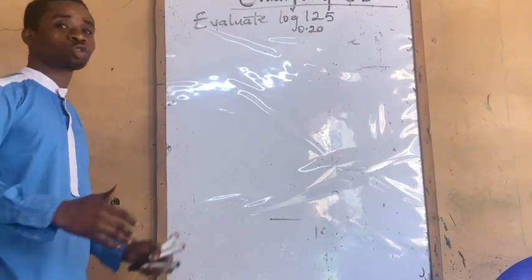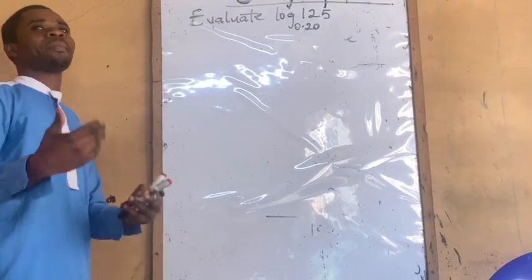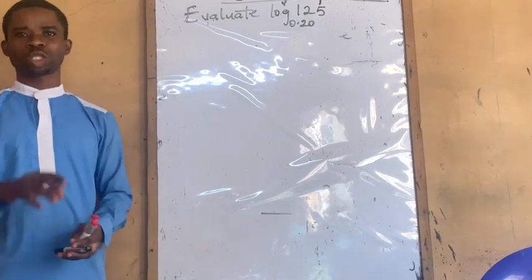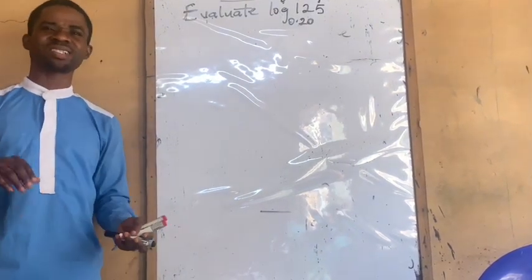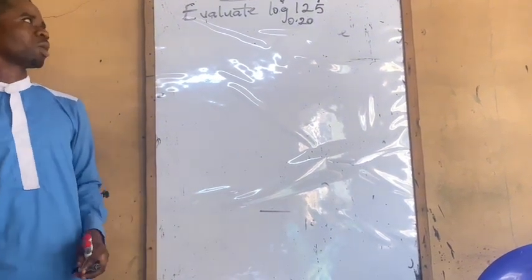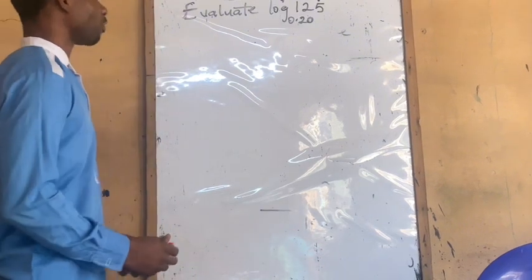But we need to know every method, because one thing about mathematics is that you can get to a point where they twist the question in such a way that the other method will be the only one suitable for it. So that's why you have to know all the methods. They are very, very important.